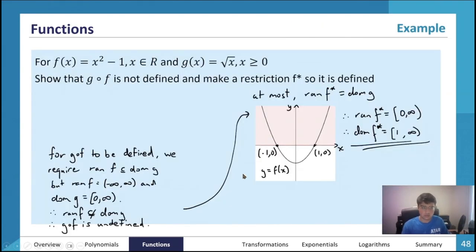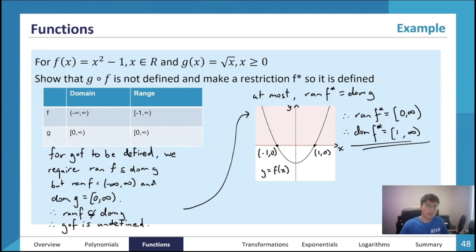We'll apply them to this scenario here. We have a function f of x equals x squared minus 1. We have a domain which is all real numbers. And then we have g of x, which is root x, so our maximal domain is x is any number 0 or greater. The first thing we have to do is show that g of f, this notation means g of f, is not defined, and make a restriction f star so that it is defined. So first we'll tackle the first part of the question. We need to show that g of f is not defined.